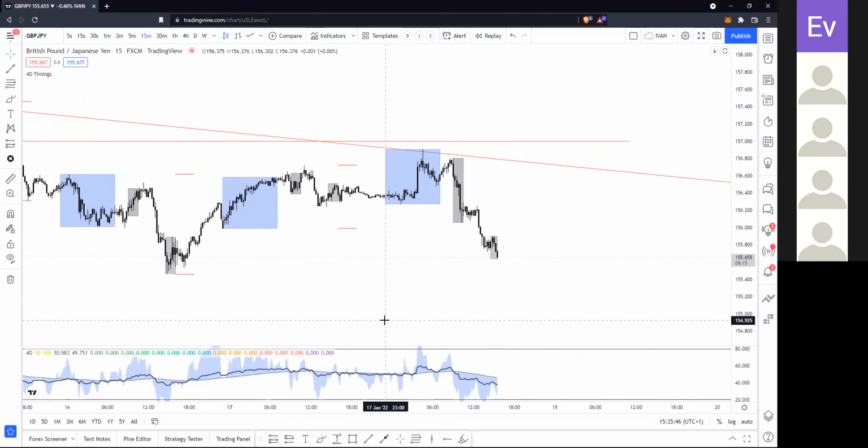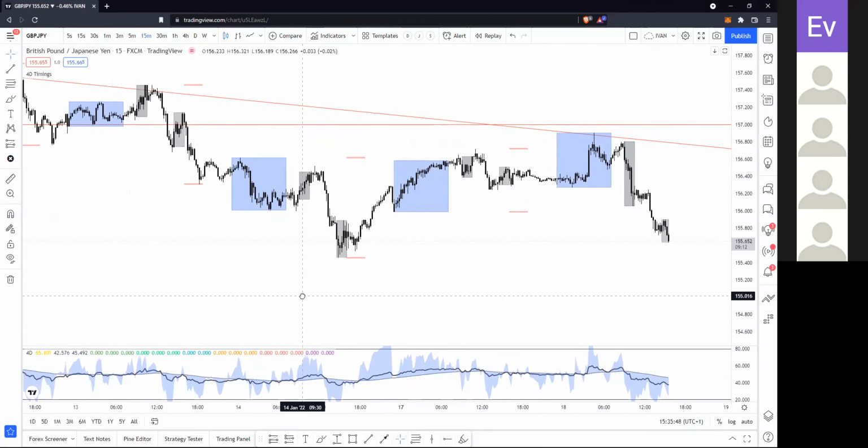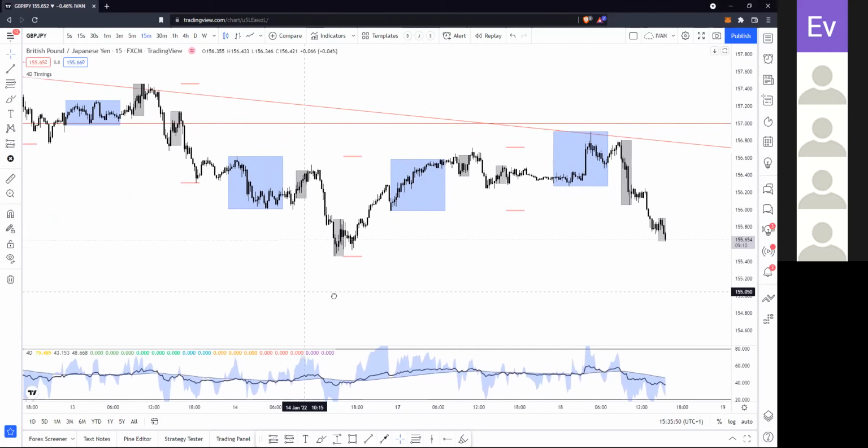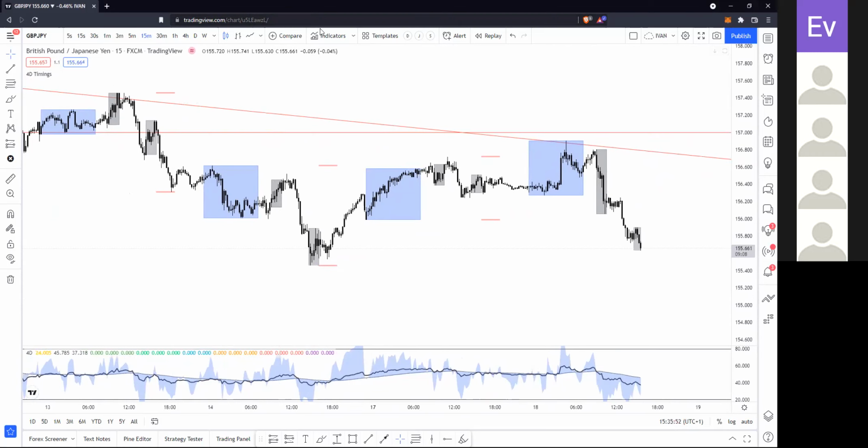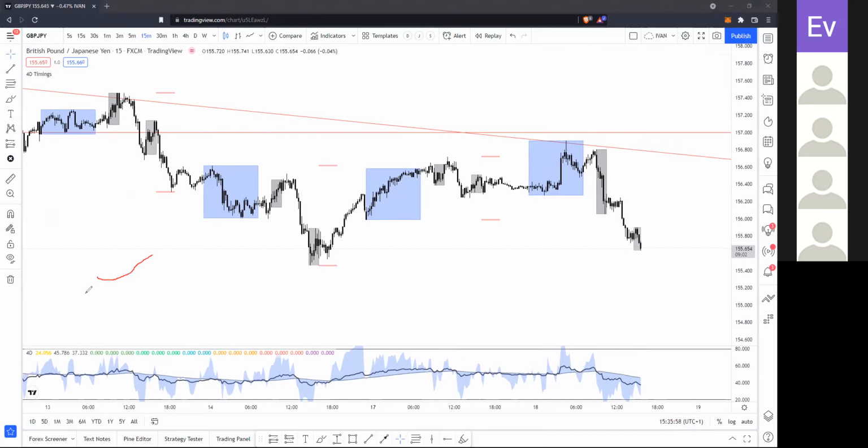Let me find you squeeze there. Let me just find you more squeeze. Okay, yeah, this should be right. So the way squeeze works is, squeeze is basically separation of momentum line and RSI line.